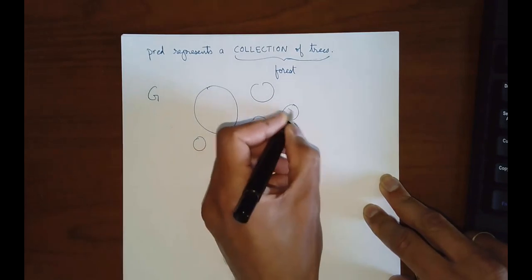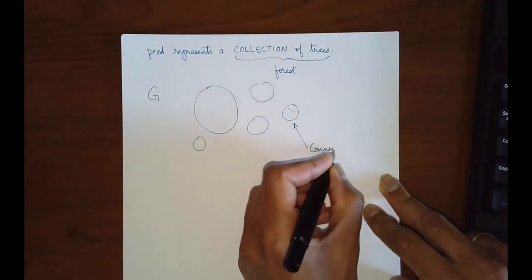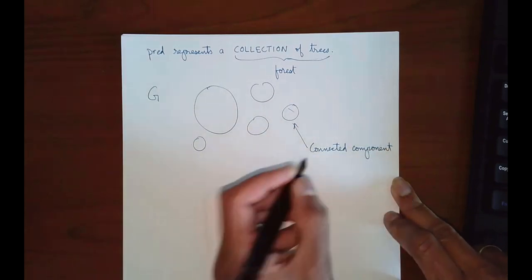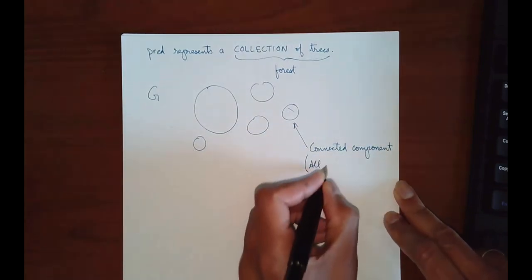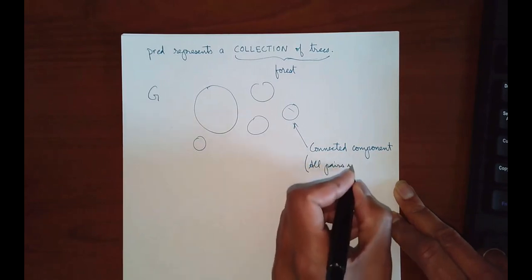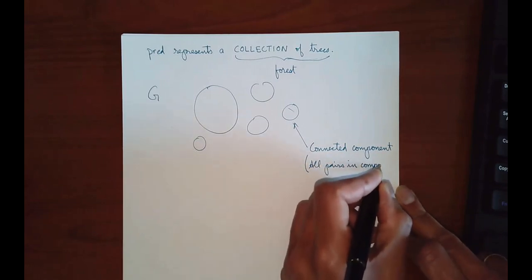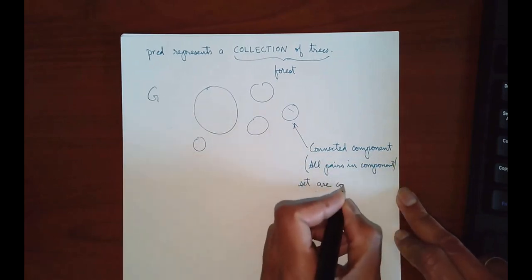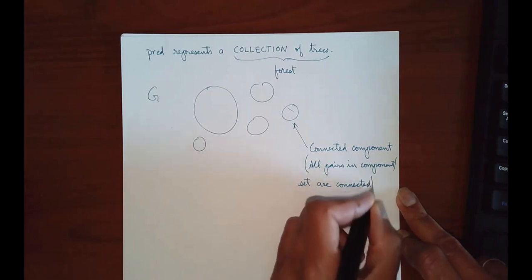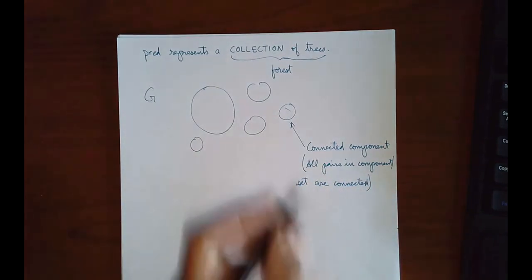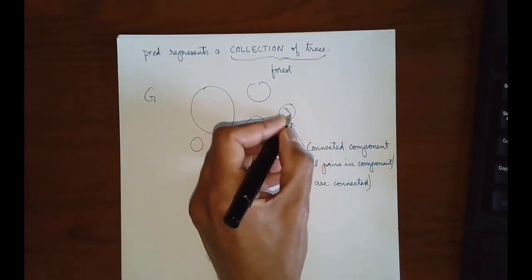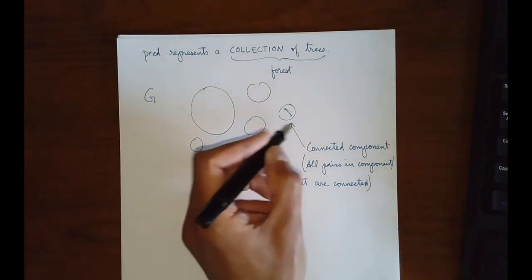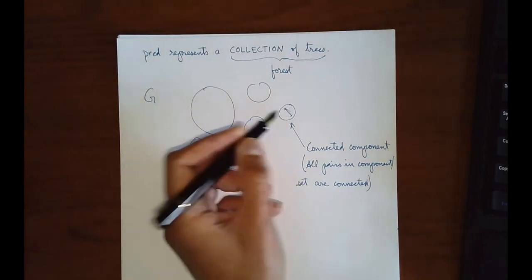So what you get is, if you look at G, each of these blobs is called a connected component. So what is a connected component? It means that all pairs in the component, which is just a set, are connected. The story becomes a lot more complicated when the graph is directed. So let's just assume the graph is undirected. So when it's undirected, a connected component is just a set of vertices where all pairs in this set are connected to each other.